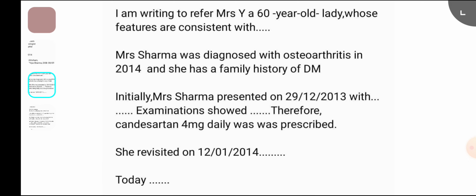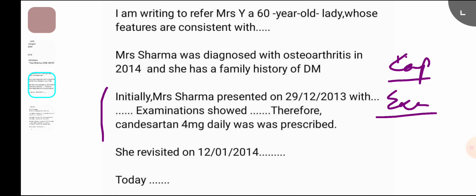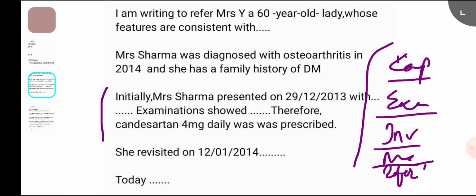The next important thing about this paragraph is that when you are writing a visit paragraph, what happens when a patient comes to us? We take a history, that is the complaints of the patient. We examine the patient, and then we run the investigations, and then we manage the patient, meaning the treatment, and then we can refer, or we book the patient for revisit. So keep this in your mind when you are writing an OET letter.